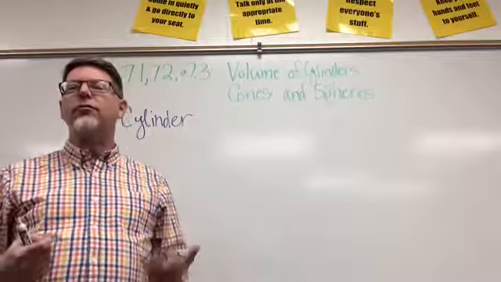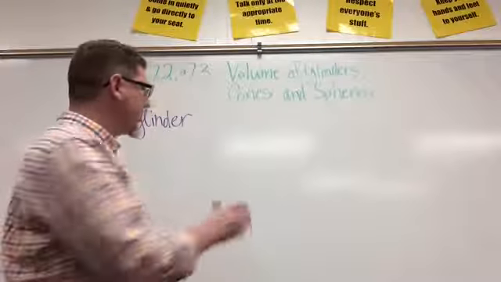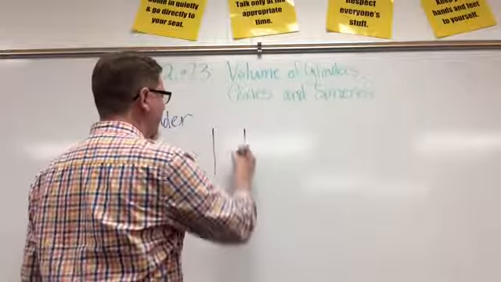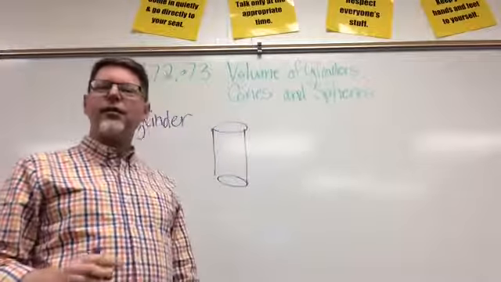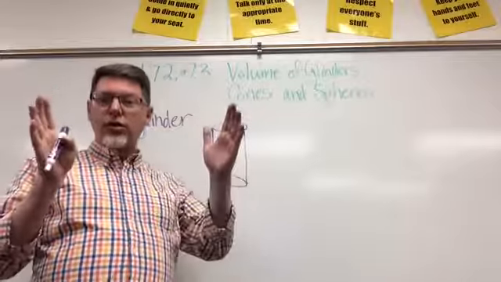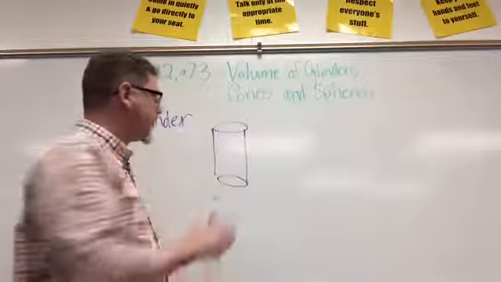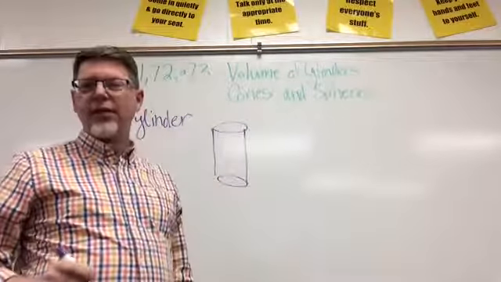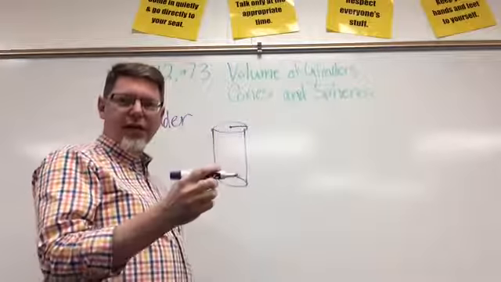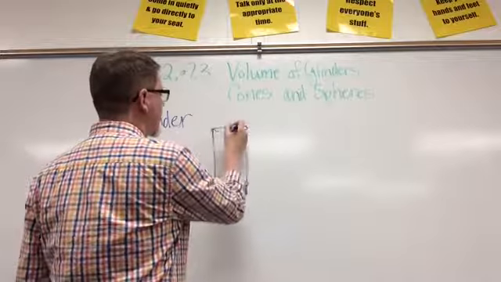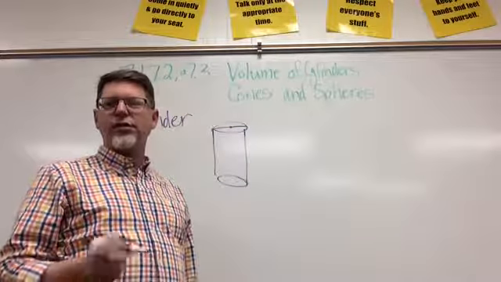We're going to start with finding the volume of a cylinder. A cylinder is something that you might remember as what a can might look like, a soup can or something like that. It is two circles connected by a rectangle. And you're always going to be given either the radius, which is the distance from the center to the outside edge, or the diameter, which is the distance all the way across the circle through the center.